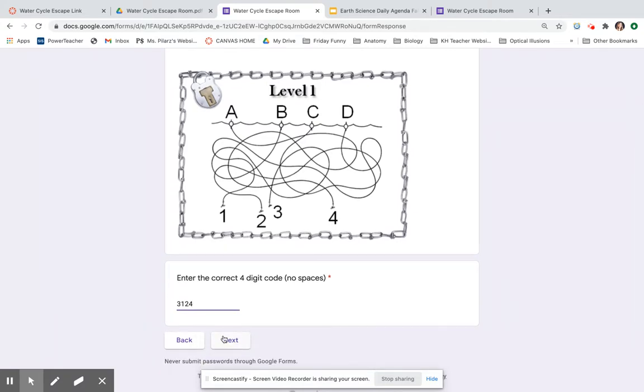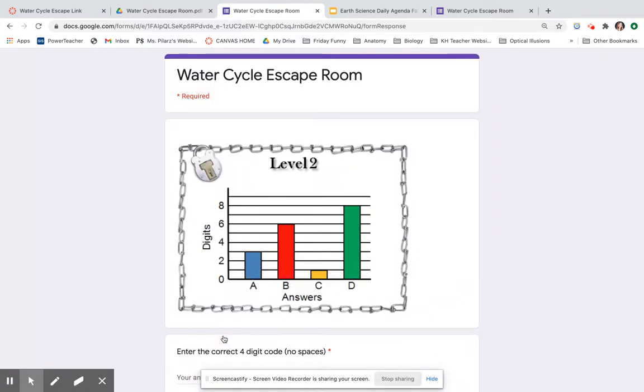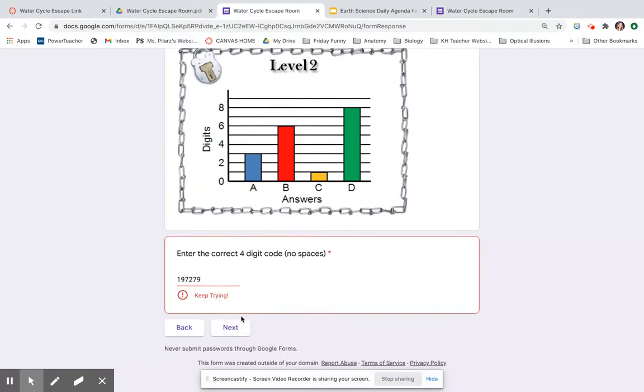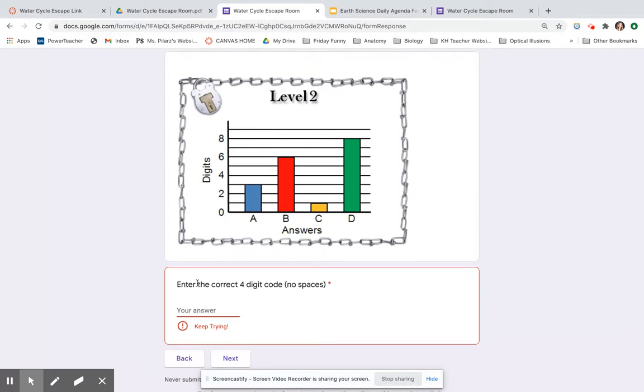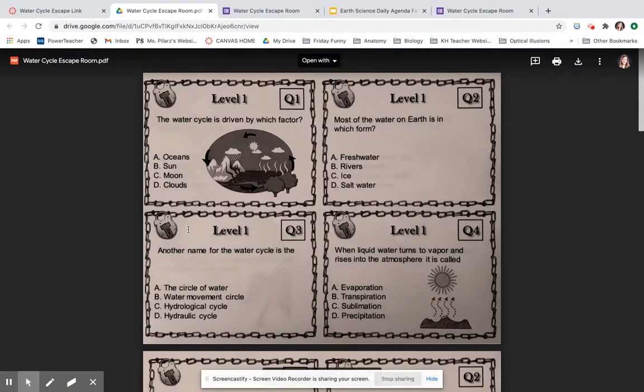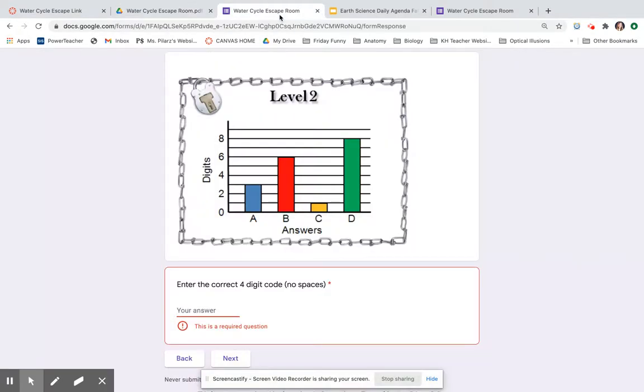So if you get it right, if you hit next, it'll bring you to the next page. If you get it wrong, like I'm just going to randomly type in some numbers here, it's going to say keep trying. So if you get the keep trying, one of 2 things went wrong. Either you entered the wrong code because you didn't decode it correctly, or one of your answers is not correct. Okay? In this case, we got to the second page.